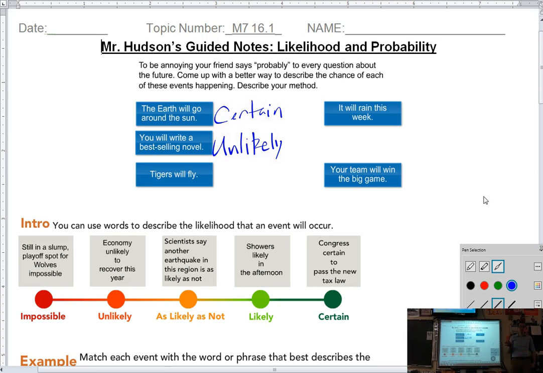There's so many books out there. And for you as a middle schooler to write a bestseller, it's very unlikely. But we'll give you some benefit of the doubt and just say unlikely. Tigers will fly is impossible. It is impossible.